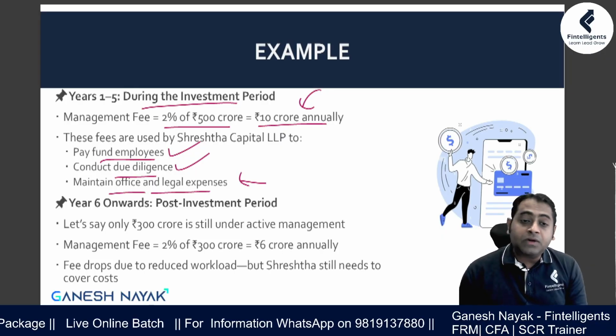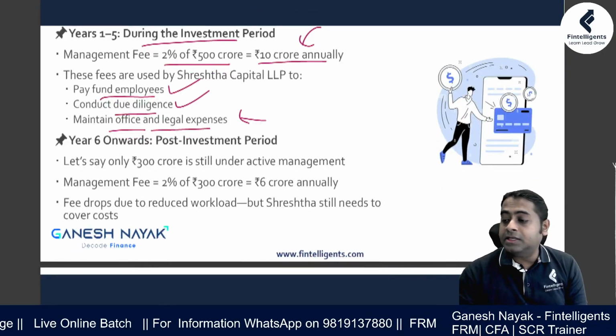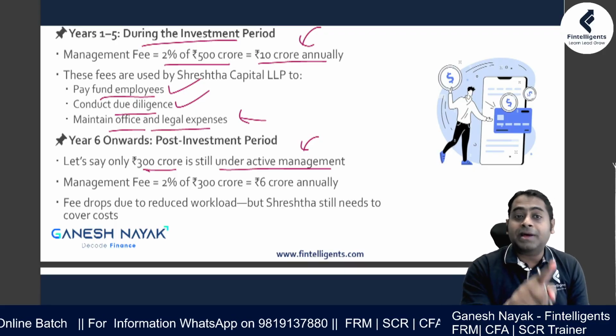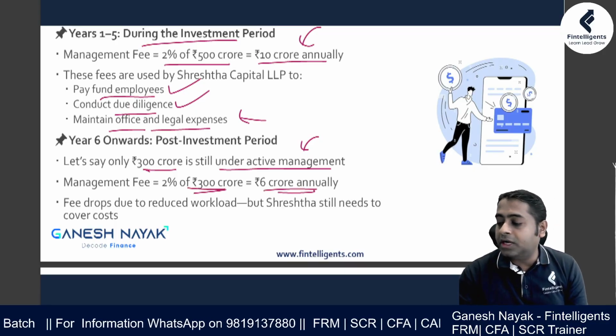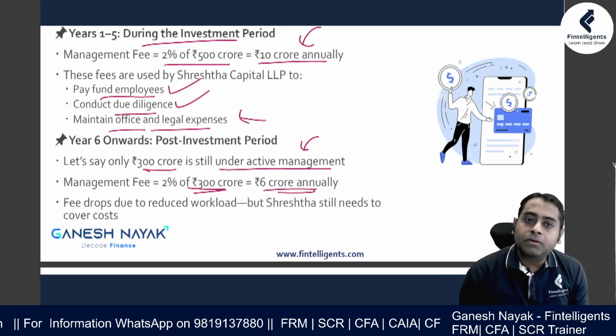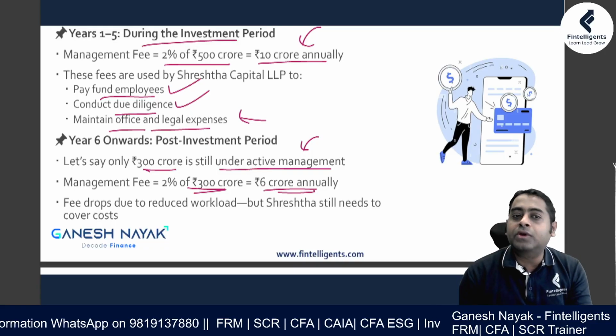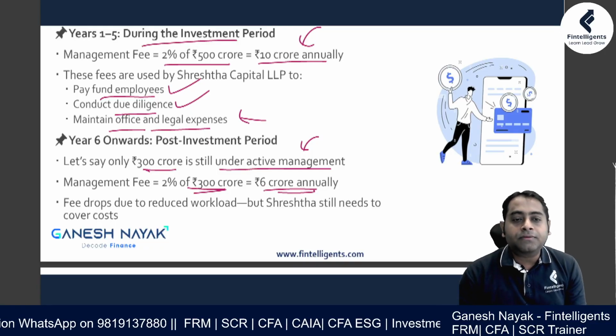But after the initial 5 years, let us assume only 300 crore is under management. The 200 crore is already deployed. So now the management fee is only going to be 6 crore, not 10 crore. Why? Because the workload has come down. The 200 crore is already deployed. Now you do not have to think how that money is going to get deployed. That activity is already done, right?